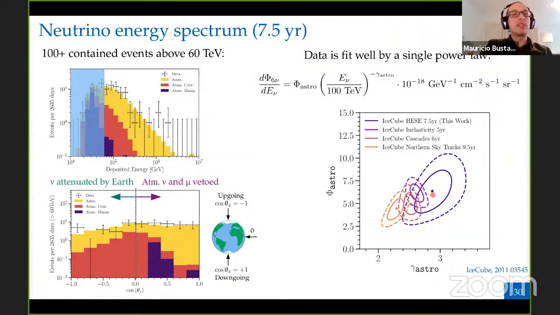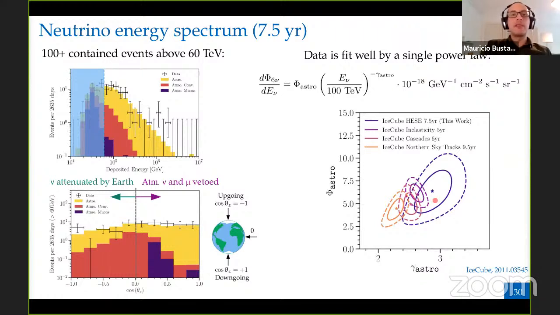That is steeper than we would have expected. We would have expected something closer to 2, because they should inherit the same kind of spectral index as the protons that gave birth to them.